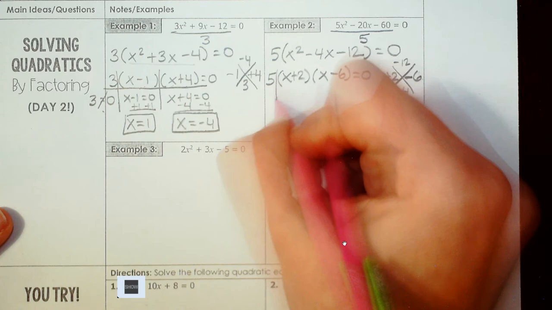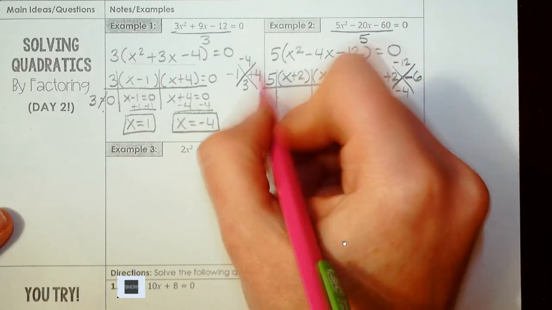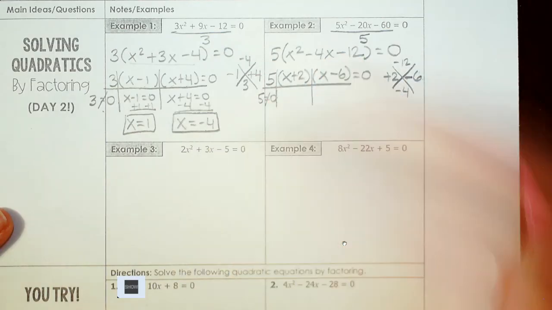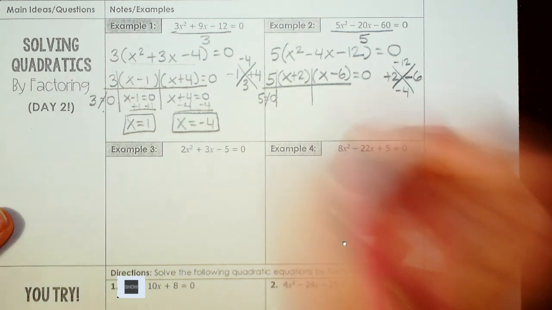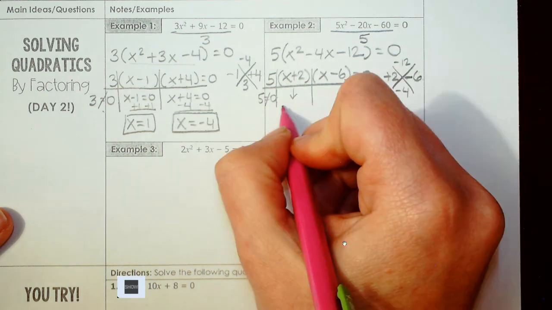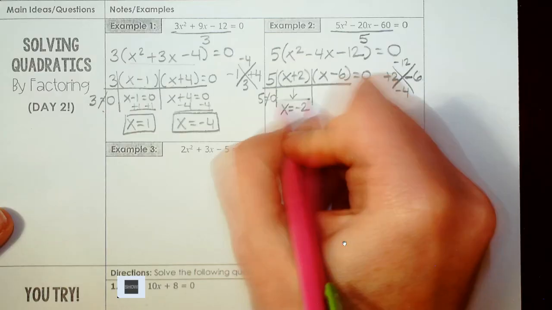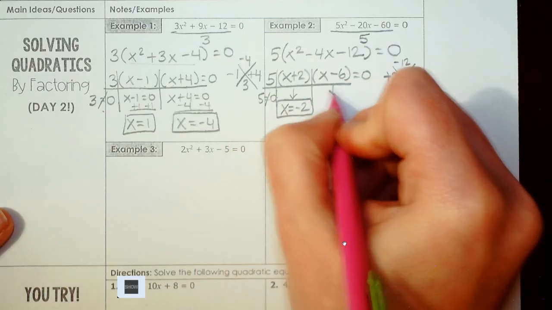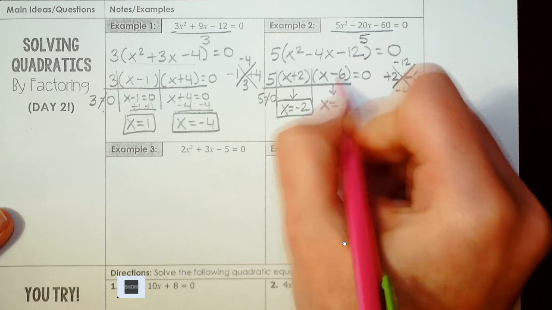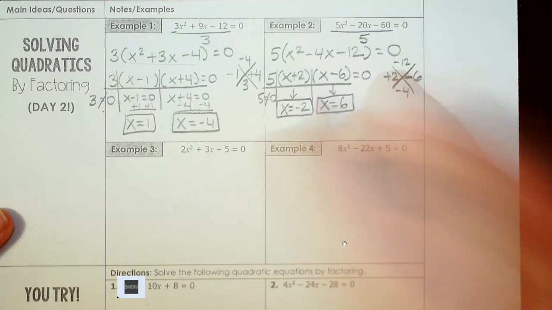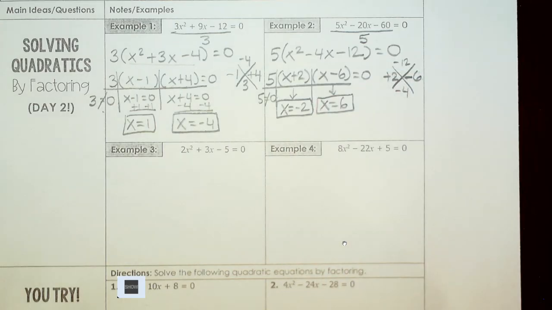Remember, I'm going to take each one and set it equal to 0. 5 equals 0. That's not true, so that is not a solution. Now we can use our little trick we were using on the other one. X equals the opposite, negative 2. And x equals the opposite, positive 6. So again, 3 factors, but only 2 solutions. It only crosses the x-axis twice.